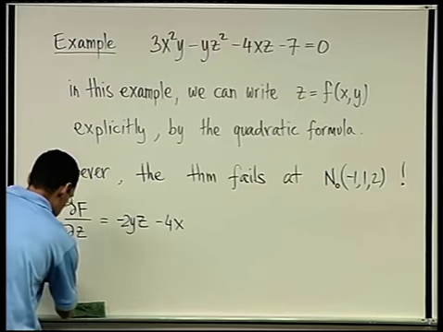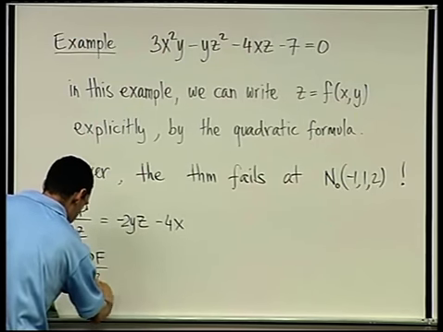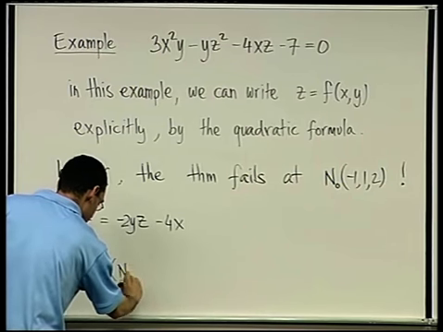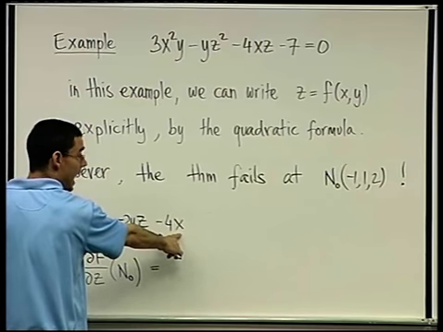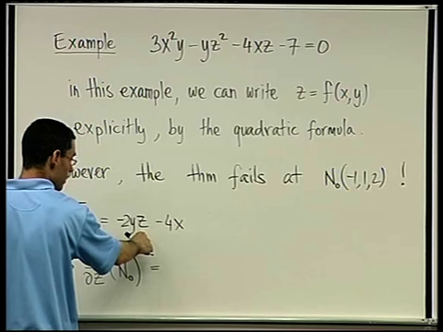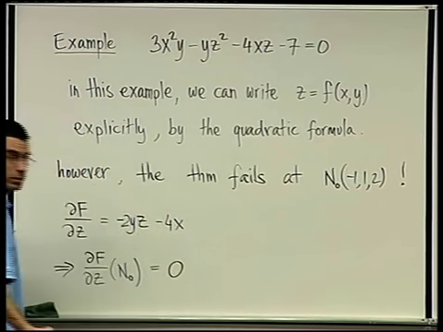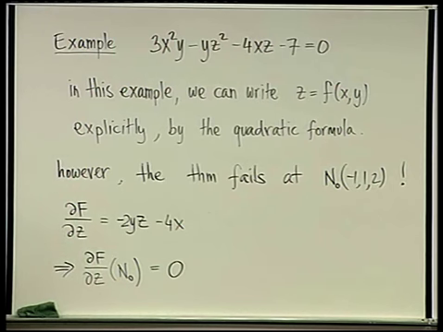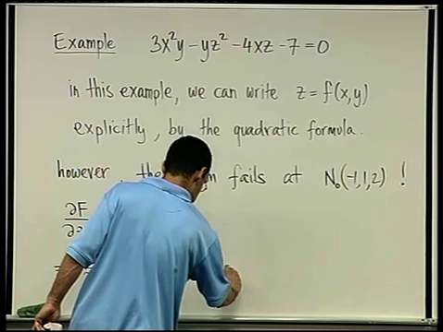And therefore, the derivative of f with respect to z at the point n0 is what? I'm plugging negative 1 for x, so I get a 4 here, and 1 and 2 for y and z, I get a minus 4 here, I get 0. Do you see that? So the theorem doesn't hold. Okay? So in this case, the theorem doesn't hold.